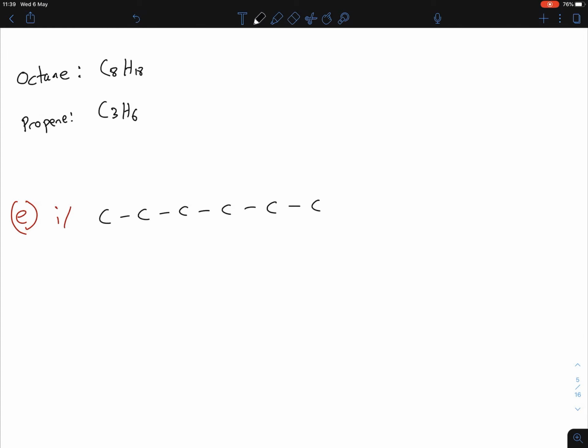So 1, 2, 3, 4, 5, 6, 7, 8. And again, it's an alkane, so there has to be single bonds across the whole amount, and each of them are going to have hydrogens in it. And just to note here, guys, that you must put in your hydrogens over here.